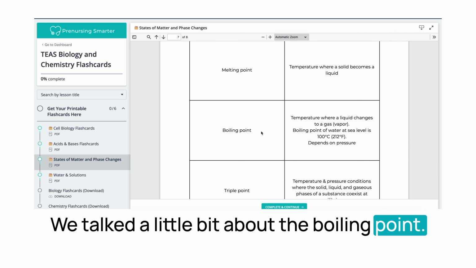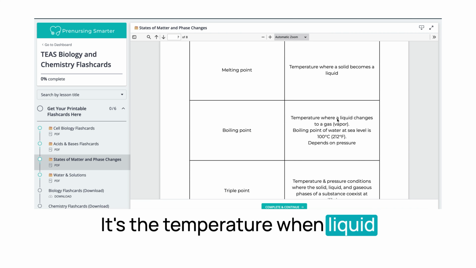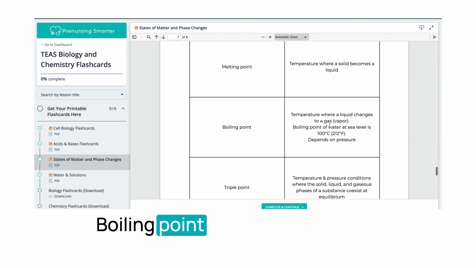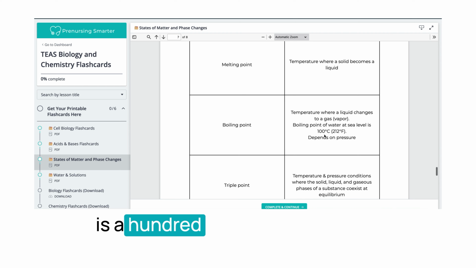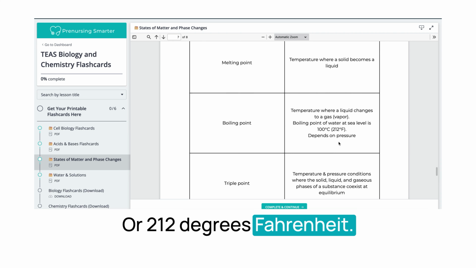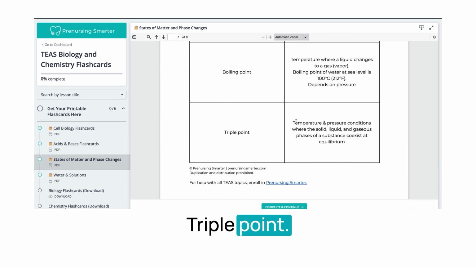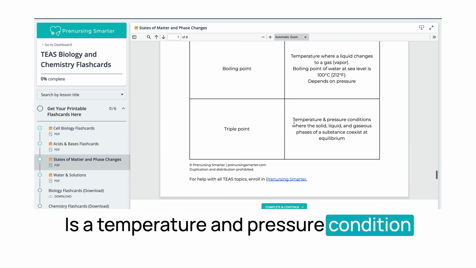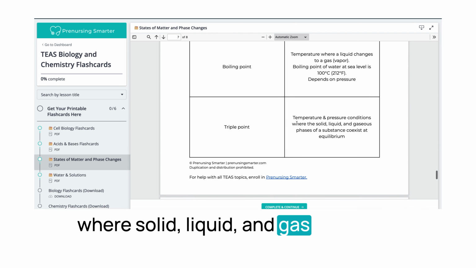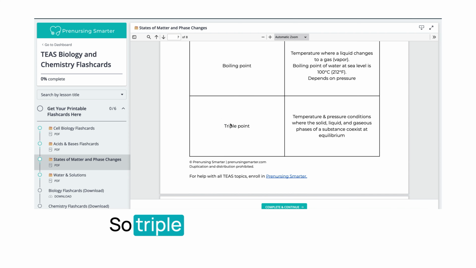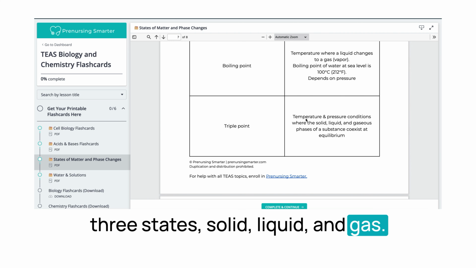We talked a little bit about the boiling point. It's the temperature when liquid changes to a gas or vapor. The boiling point of water at sea level is 100 degrees centigrade or 212 degrees Fahrenheit. It depends on pressure. Triple point is the temperature and pressure conditions where solid, liquid, and gas phases of a substance coexist at equilibrium. So triple is 3, and we have 3 states: solid, liquid, and gas.